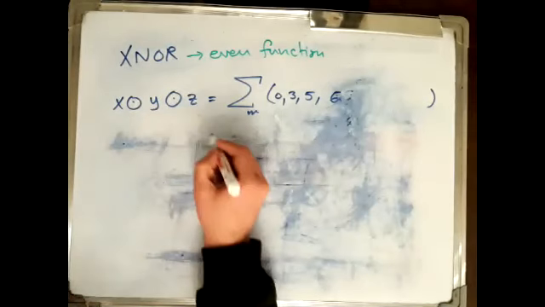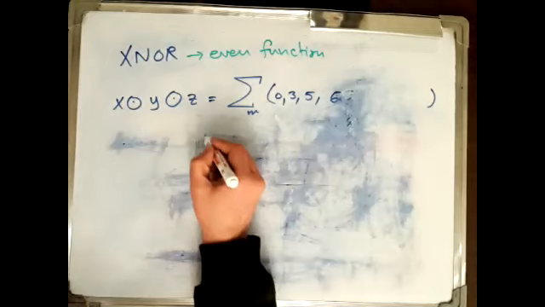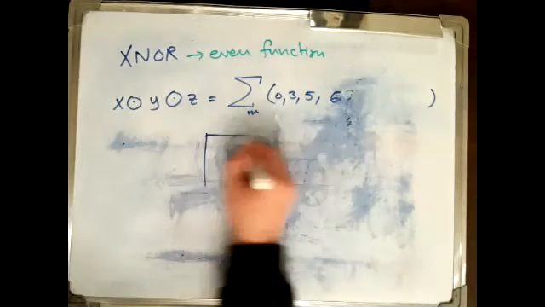So the K-map will be something like this. Which are minterm 0, minterm 3, minterm 5, and minterm 6. And basically, these are the zeros of the XOR. And now they are the ones of the XNOR. This is minterm 0, 3, 5, and 6.